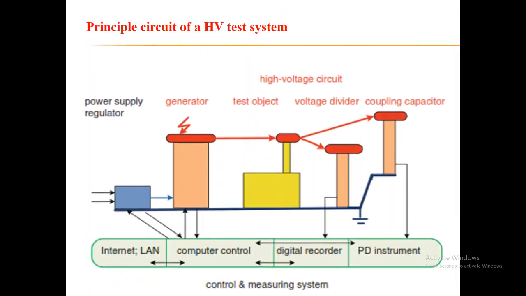So when you are visiting any high voltage laboratory, this simple principal circuit you can analyze. First you can see the power supply regulator, because if we are considering the electricity board of India, then the voltage that we are getting is single phase or three phase. Single phase, if we are considering, is 240 volt or 230 volt, and three phase of 11 kilovolt. Okay, so 415 volt to 11 kV.